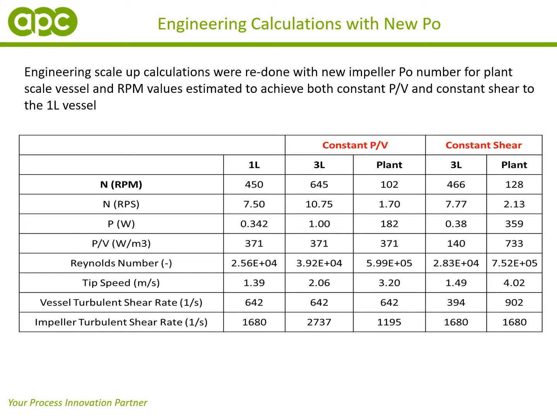So we summarized all these values for constant P/V and constant shear, which at this point look to be the two most likely candidates for scale-up criteria. We looked at these from the 1 litre to a 3 litre and also the plant scale vessel. We fixed the RPM for the 1 litre at 450 RPM, and then calculated through Dynachem the RPMs required to match those P/V values for the 3 litre and plant scale reactors, which was about 371. Similarly, we worked out the stir speeds required to match the constant shear rates, in this case the impeller turbulent shear rate, which is shown at the bottom there as about 1680.